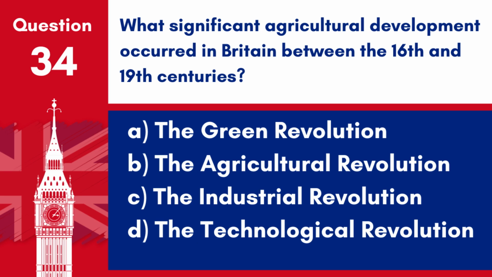Question 34. What significant agricultural development occurred in Britain between the 16th and 19th centuries? A. The Green Revolution. B. The Agricultural Revolution. C. The Industrial Revolution. D. The Technological Revolution.